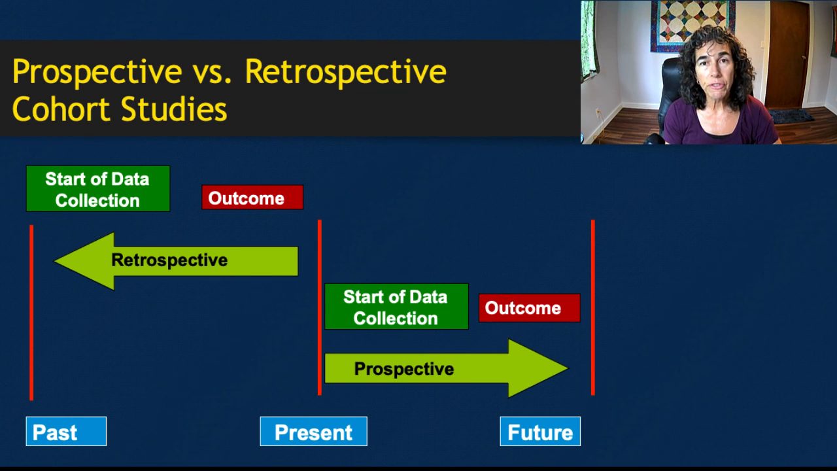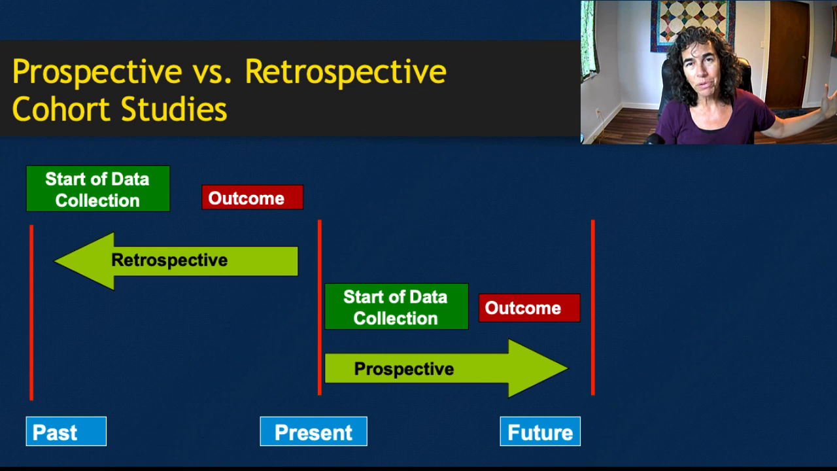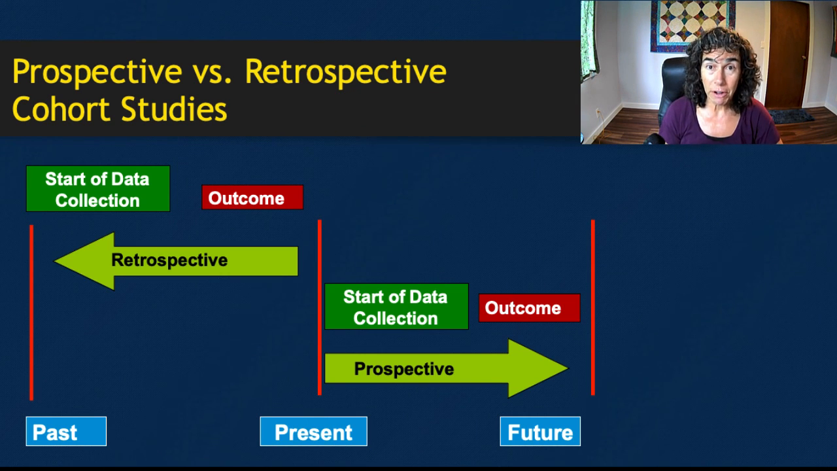There's two different kinds of cohort studies. There's prospective and retrospective. So retrospective is looking in the past, right? So we have the start of data collection, and we look back into the person's chart to see, okay, when was the onset, what's happened, and then we get to the present, right? We move from the past through a chart review up to the present and look at their outcomes.